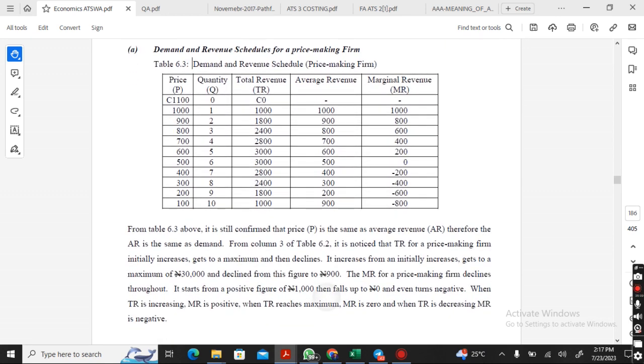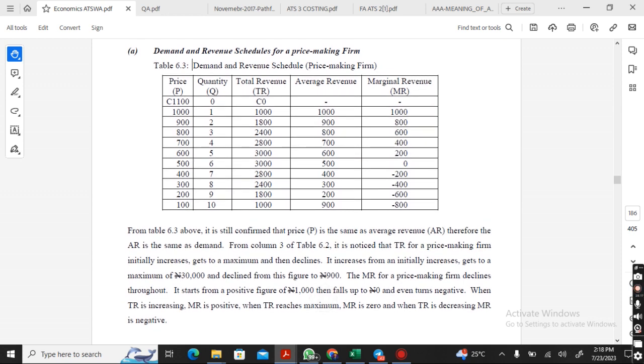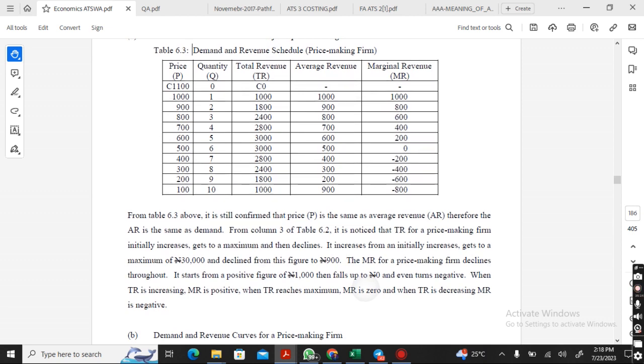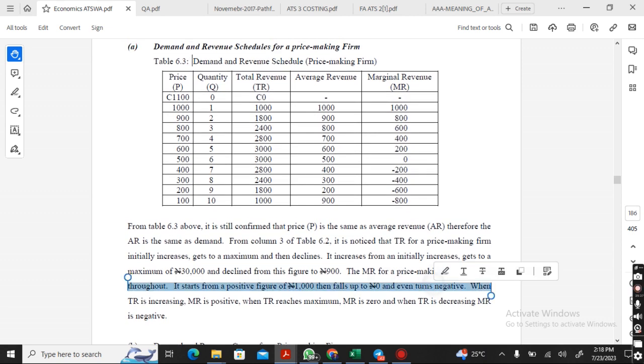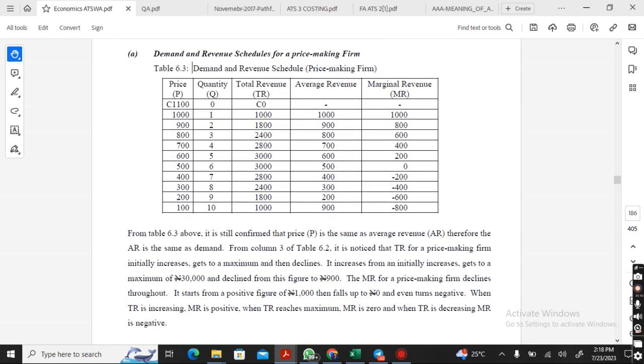So in this table now, we still confirm the price is the same as average revenue. Therefore the average revenue is the same as demand. Now the TR for a price making firm initially increases, gets to a maximum of 30,000 naira and declines. So it means that the marginal revenue for a price making firm declined throughout. You can see throughout here it declines.